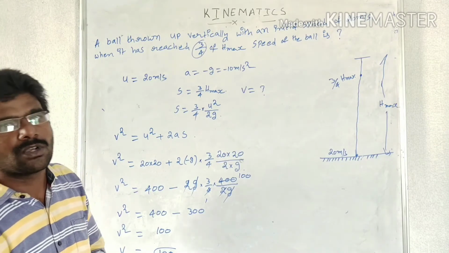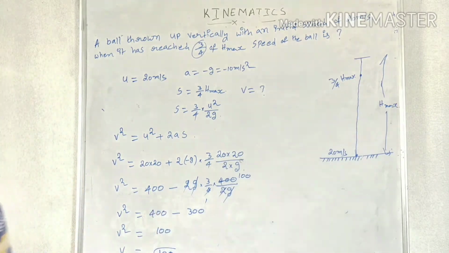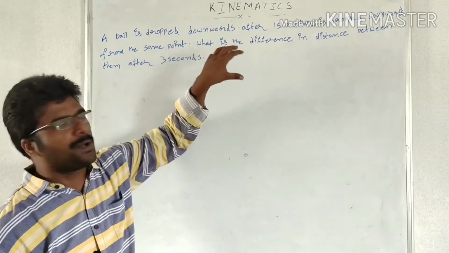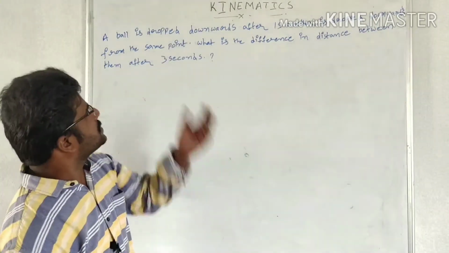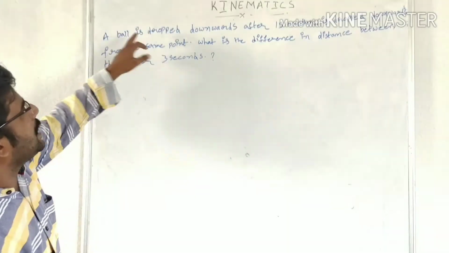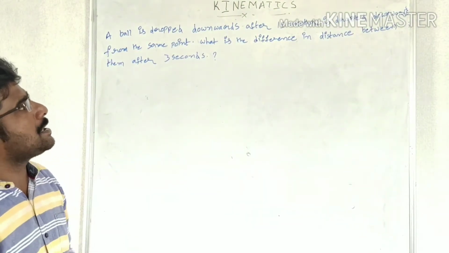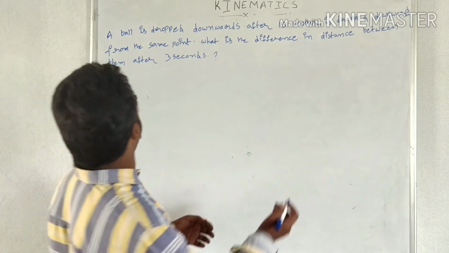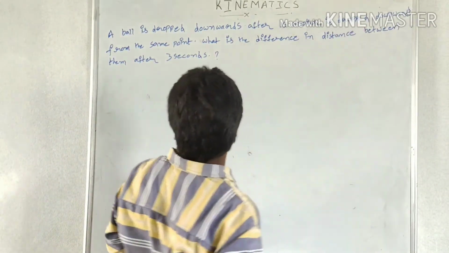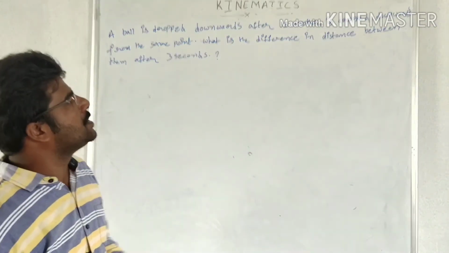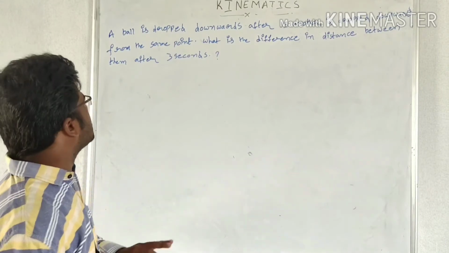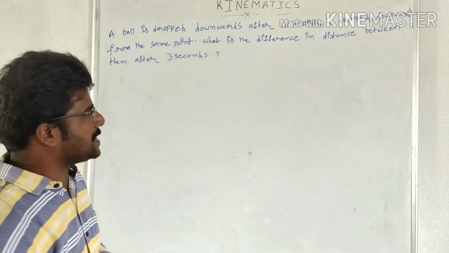Okay. Now, we are going to see another problem, the final problem of today's class. So, see the problem. A ball is dropped downwards. After 1 second, another ball is dropped downwards from the same point. What is the difference in distance between them after 3 seconds?